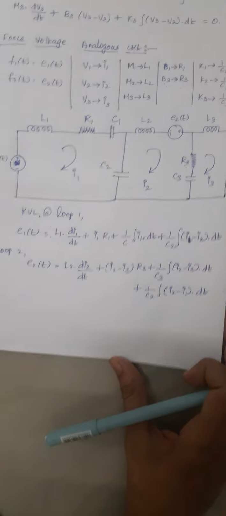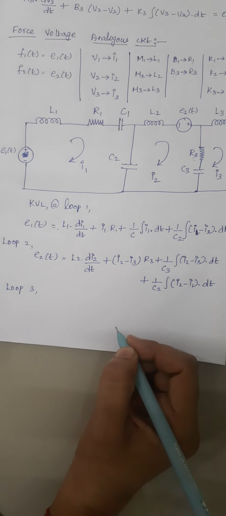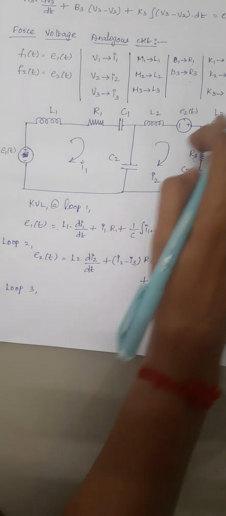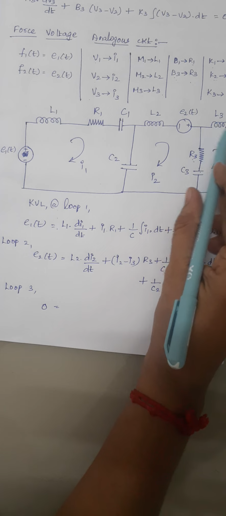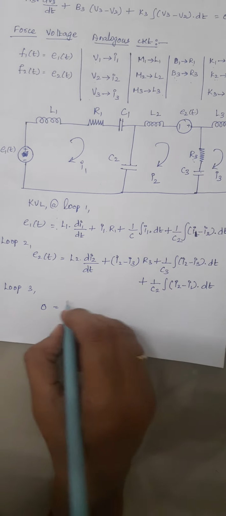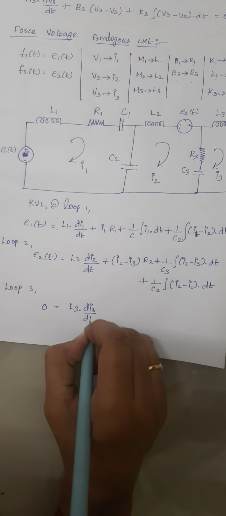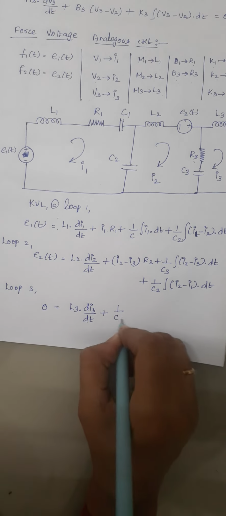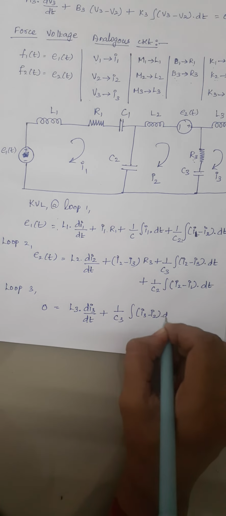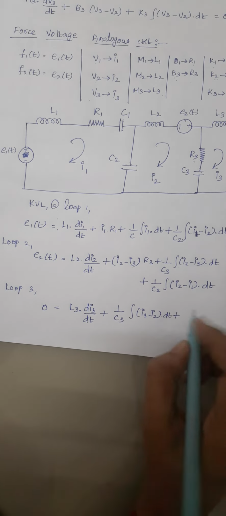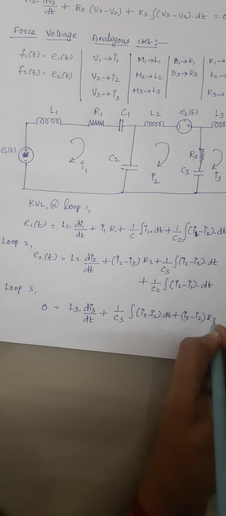As we are considering our second loop, we have to write I2 first, that is I2 minus I1. Right, and again just apply Kirchhoff's voltage law to your loop 3. When you apply it to loop 3, there is no source voltage, so the source voltage is 0, and you have to write the respective voltage drop across each and every element. So L3 into di3 by dt, plus 1 by C3 into the integral of (I3 minus I2) dt, plus (I3 minus I2) into R3.